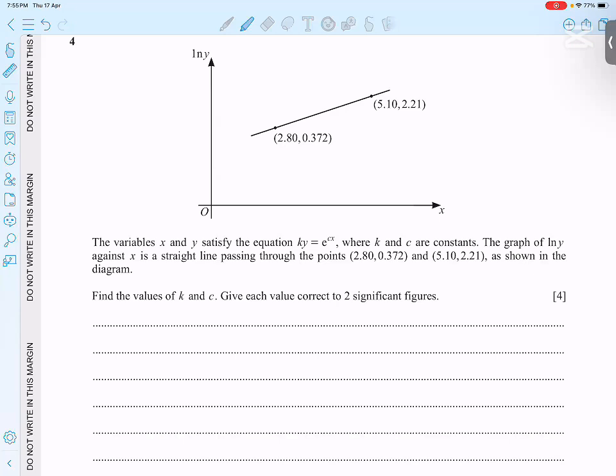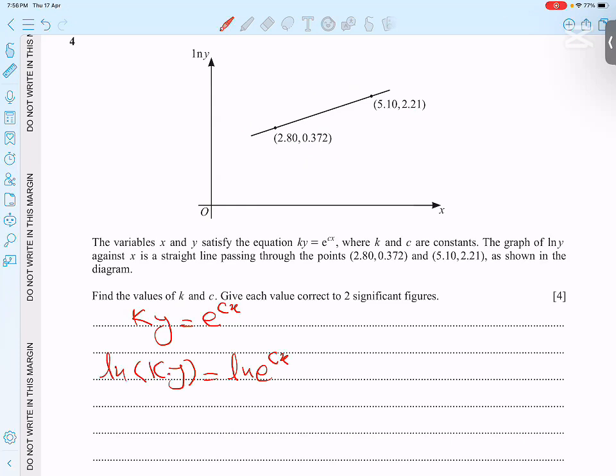Question number 4, students. We have an equation, and we are given two coordinates on the line. The most important thing is that along the y-axis here we have a logarithm, and it helps us understand that I will take a logarithm of both sides. So first of all, what is the task? We have this equation given, ky is equal to e to the power cx. So job number 1 is to convert it into a straight line equation, I mean y is equal to mx plus c. I have taken log of both sides.